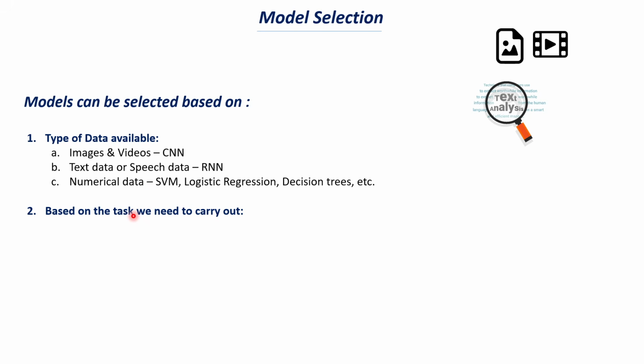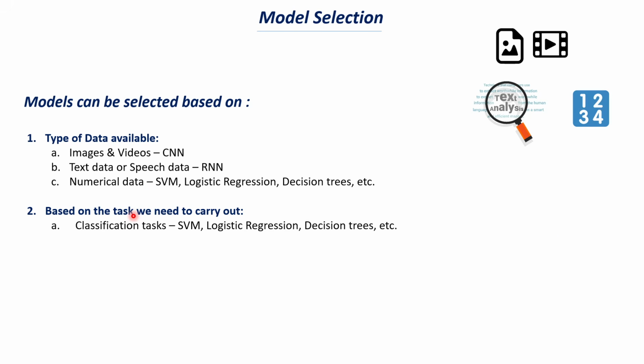If we talk about classification tasks, we use models like support vector machine classifier, logistic regression, decision trees, etc. In a classification task, we try to classify the data point into different classes or categories. Logistic regression is a pure classification model, so you cannot use it for regression. It is called logistic regression because it is developed from linear regression, but actually it is used only for classification.